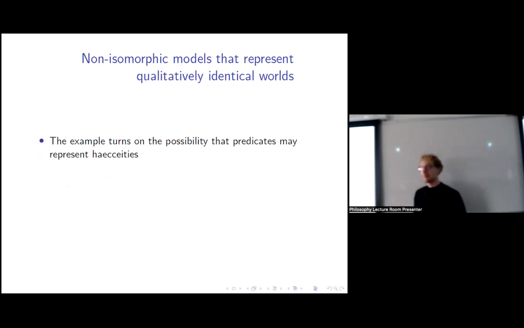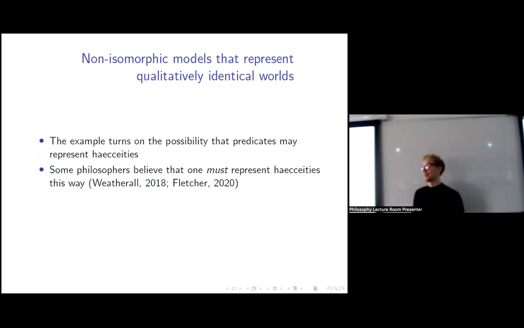So the example turns on the possibility that we've got these haecceitistic predicates. And indeed, some philosophers believe that one must represent haecceities this way. So I think Weatherall and Fletcher have views like this, right? Because for them, isomorphic models are always going to represent the same possibility. So if one wanted to represent haecceitistically distinct possibilities, one would have to introduce additional structure, which is going to break the isomorphism, and that structure then represents haecceitistic properties.